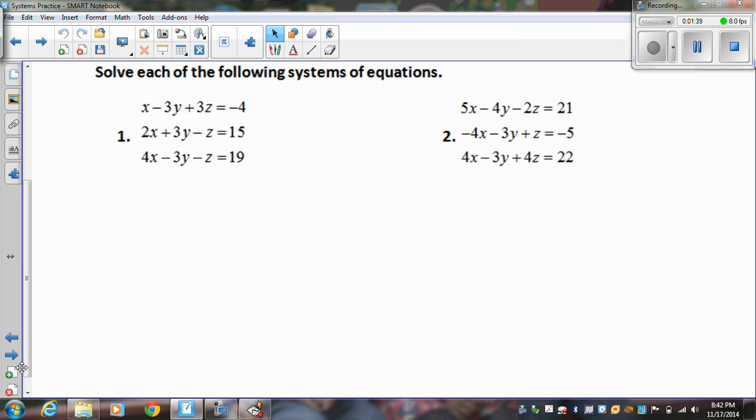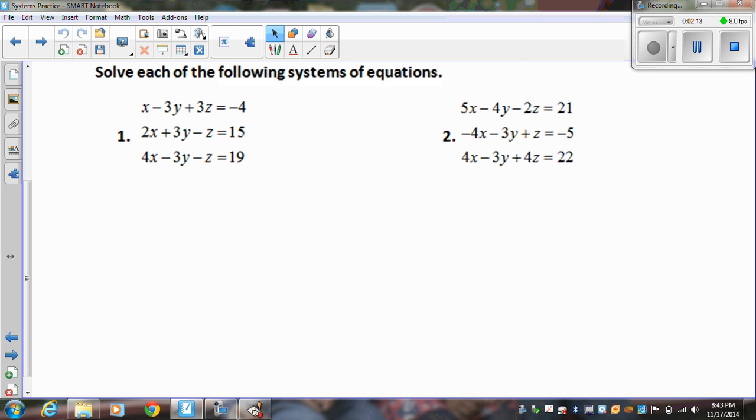So here we have x minus 3y plus 3z equals negative 4, 2x plus 3y minus z equals 15, and 4x minus 3y minus z equals 19. As I look at these, I would say that it would probably be best to eliminate y. The reason I say this is as I look at my three equations, I have negative 3y and positive 3y's. So they are already opposites of each other. And again, remember, we're going to use elimination to do so.